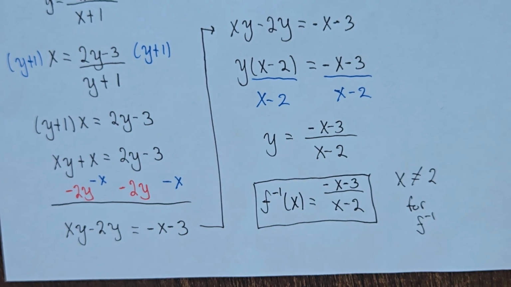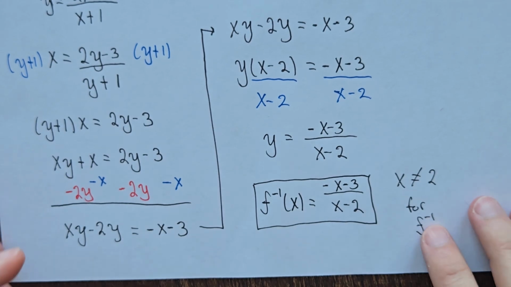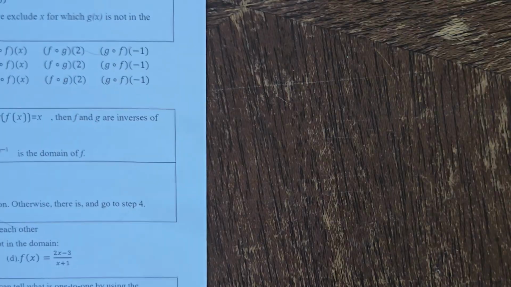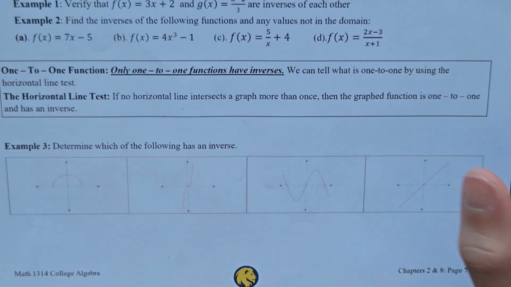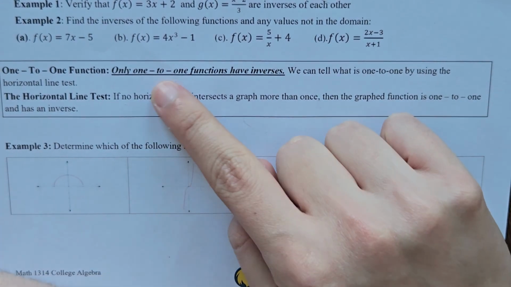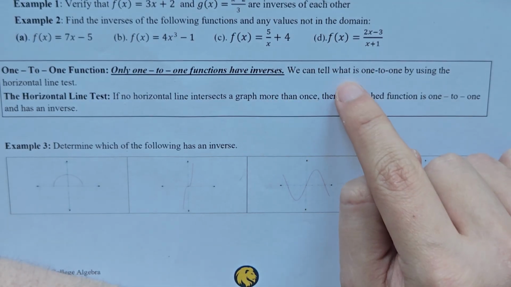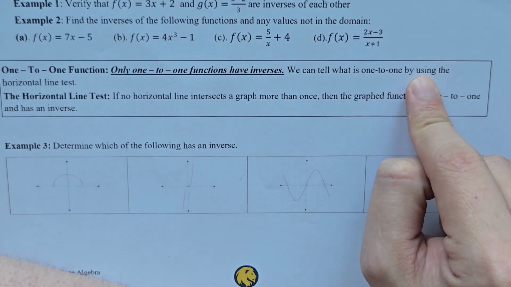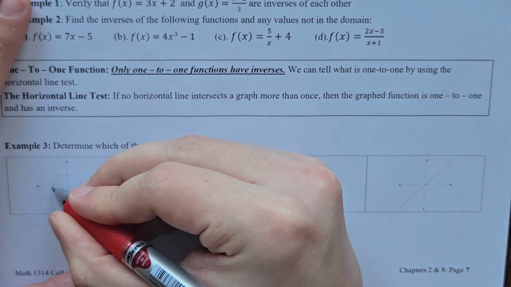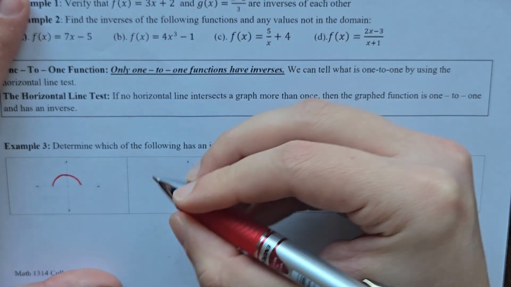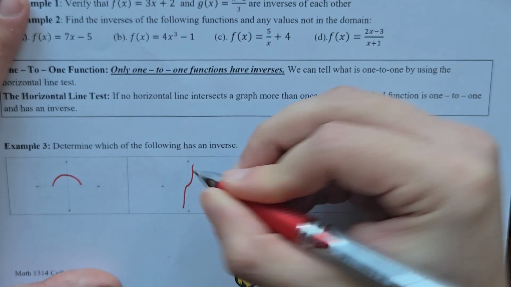Okay, let's look really quickly at how we can tell whether or not a function will have an inverse just by looking at its graph. Okay, that's going to be this next blurb. It says we have this idea of one-to-one-ness. Only one-to-one functions have inverses, and we can tell what is one-to-one by using the horizontal line test. Much like the vertical line test, it's just going to be asking the same question, but this time horizontally, and we'll look at what we mean by that.